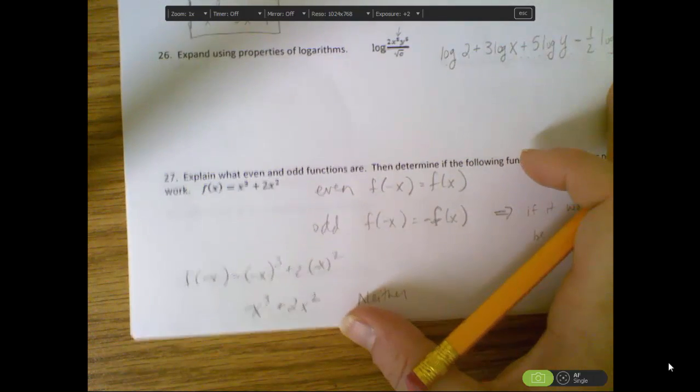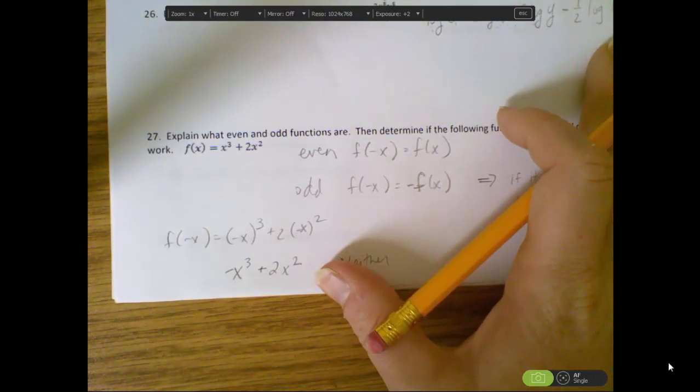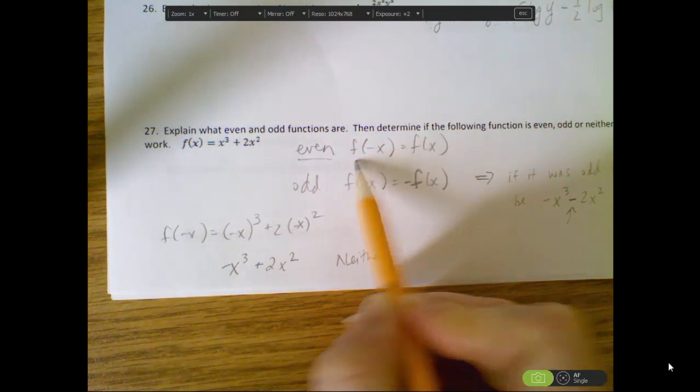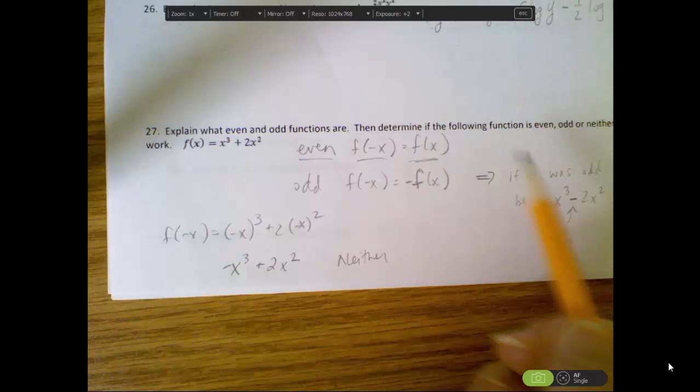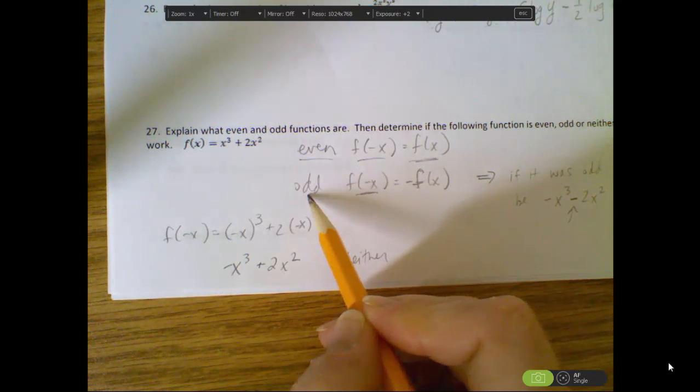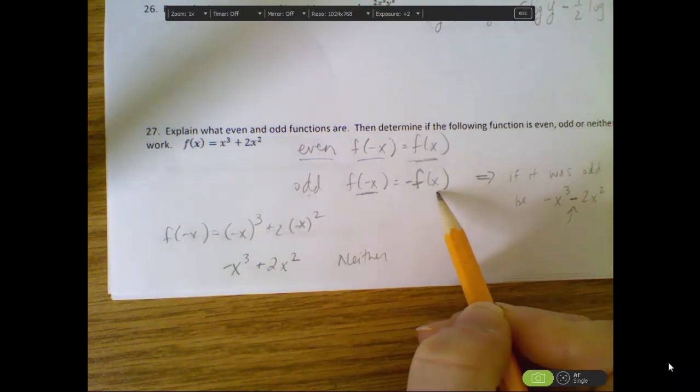Okay, you really have to understand the difference between an even and an odd function. The rule is an even function, when you plug in negative x for x, it equals the exact same function. When you plug in negative x for x in an odd function, you get the negative of the function.